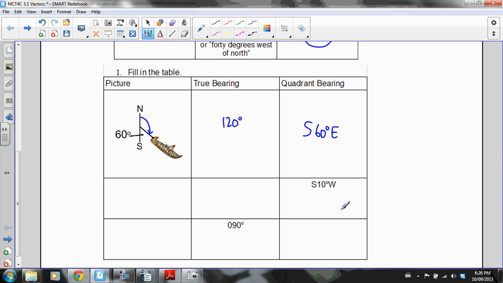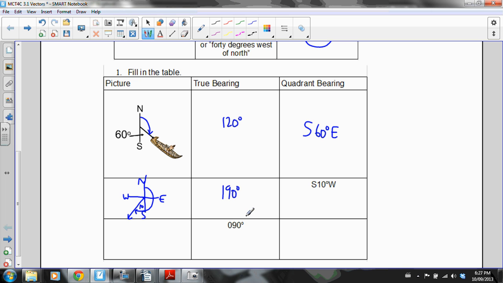Okay, so this time we're given a quadrant bearing, and we have to figure out the true bearing. South, 10 degrees west. I like having a picture here. I'm not going to draw any boats, though. North and south. So south, but then 10 degrees west. West is left. So this is 10 degrees west there. The true bearing is from north all the way around. There's 180 plus 10, 190 degrees is the true bearing.